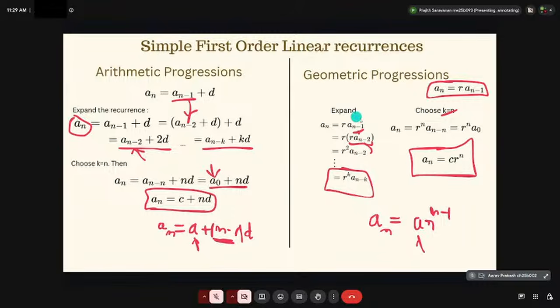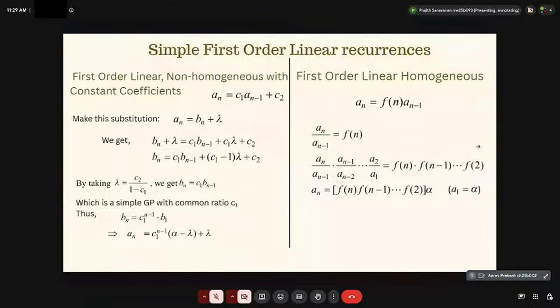Okay, let's continue. Yeah. So now comes the real deal. This is not something you might have learned. These are some unique techniques which you can keep under your sleeves. So this is the first one.